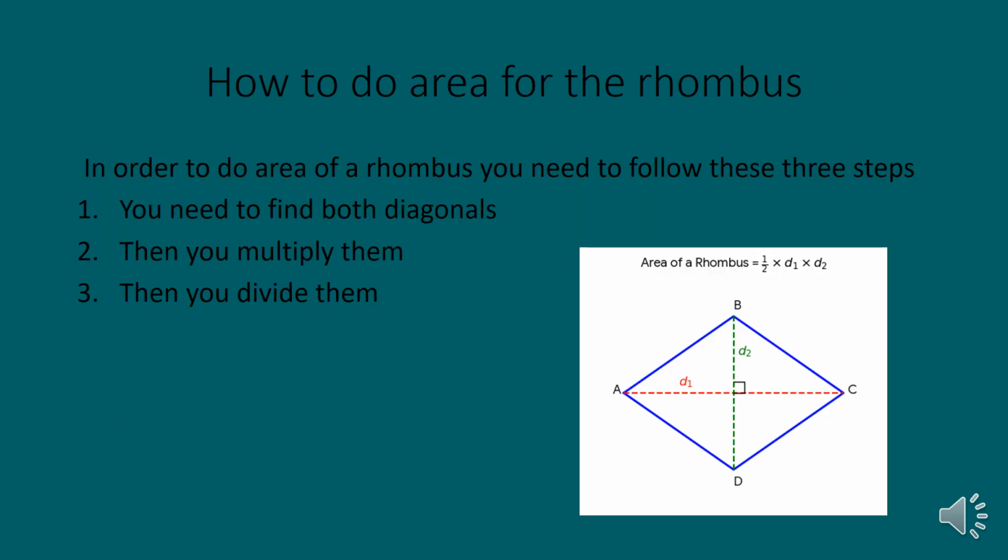How to do area for the rhombus. In order to do area of a rhombus, you need to follow these three steps. You need to find both diagonals, then you multiply them, then you divide by 2. What this basically looks like is this line is one diagonal, and this line is the second. So let's say this is 2, and this is 4. All right, guys. So 2 times 4 is 8. So now you have to divide it by 2, which equals 4. So that's the area of a rhombus.